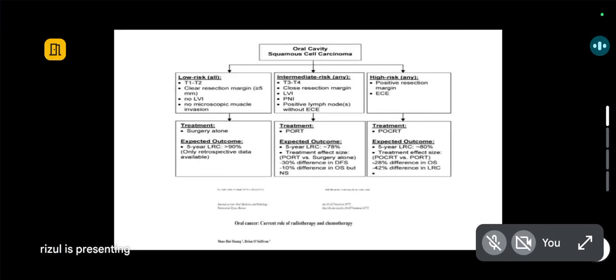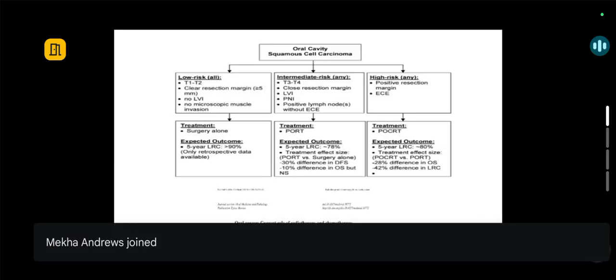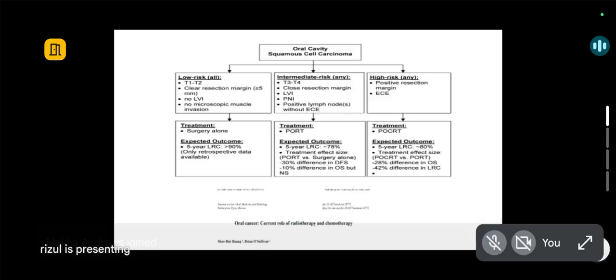No, sir. Any oral cavity SCC will fall into 3 categories: low risk, intermediate risk, or high risk. We define it as low risk if it is T1, T2 with clear resection margins, more than 5 mm, with no microscopic muscle invasion or lymphovascular invasion. The treatment is surgery alone with an expected outcome of more than 90% at 5 years, according to the Shanhui Huang study.